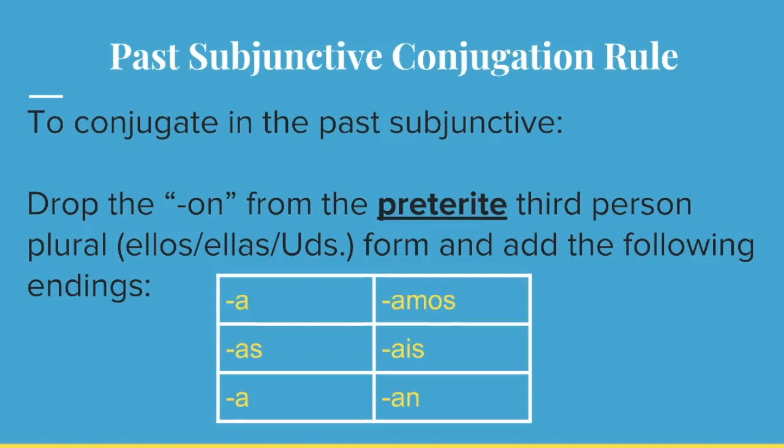Okay, now when you're going to conjugate in the past subjunctive, here's your rule. You're going to drop the on from the preterite third person plural form, that would be the ellos, ellas, ustedes form, and then you'll add the endings that you see in this chart. The good news is it doesn't matter if it's an AR verb, an ER verb, or an IR verb, they're all going to use these same endings: a, as, a, amos, ais, and an. You'll notice there's no accent on the vosotros form this time. Go ahead and copy down those endings, and then we will continue.